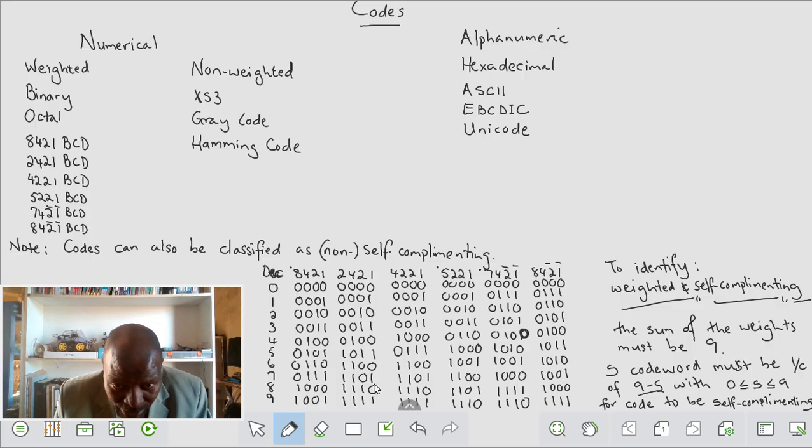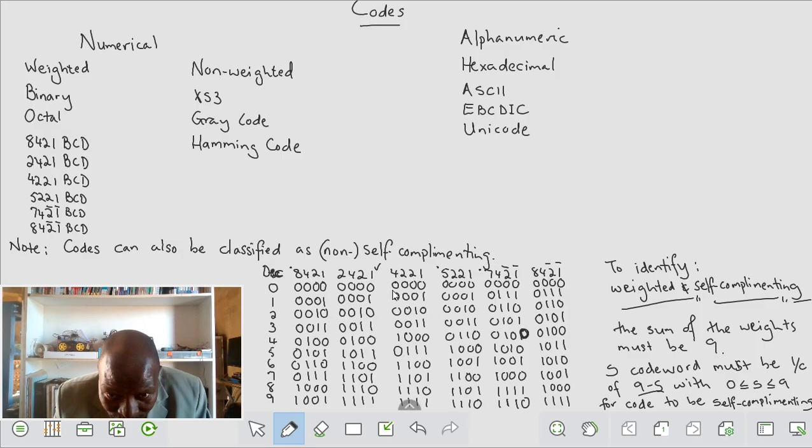Yes, complementing. 1's complement of each other. 2 zeros, 1 zero. 2 ones, 0 1. Yes, complements of each other. Then that's 3 and 6, which are complements. 0 0 1, 1 1 0. Yes, complements of each other. 4 and 5, which are 9's complements of each other. 0 1 0 1, 1 0 1 0. Yes, complements of each other. So this code is self-complementing.